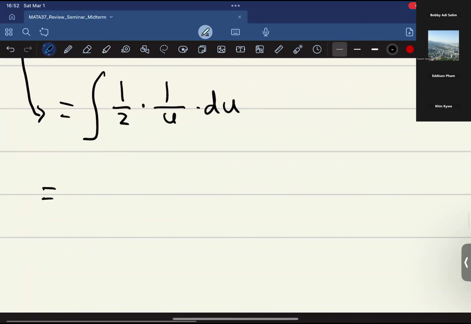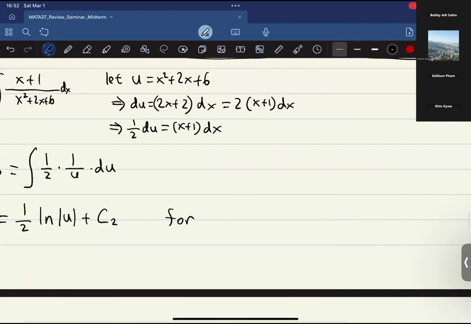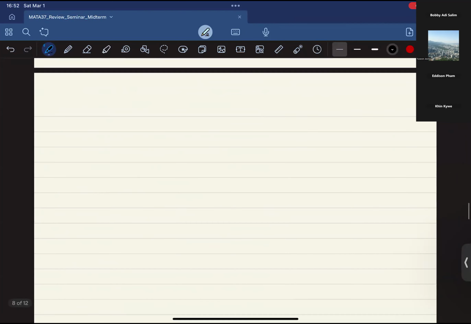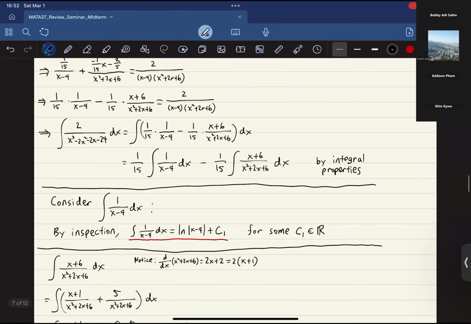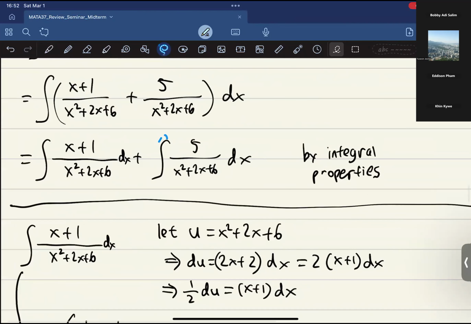And you can do this by inspection, and this should be a half of ln absolute u plus c2 for some c2 in the reals, by inspection. So we still have one more integral left, which is, where is it? This one right here.